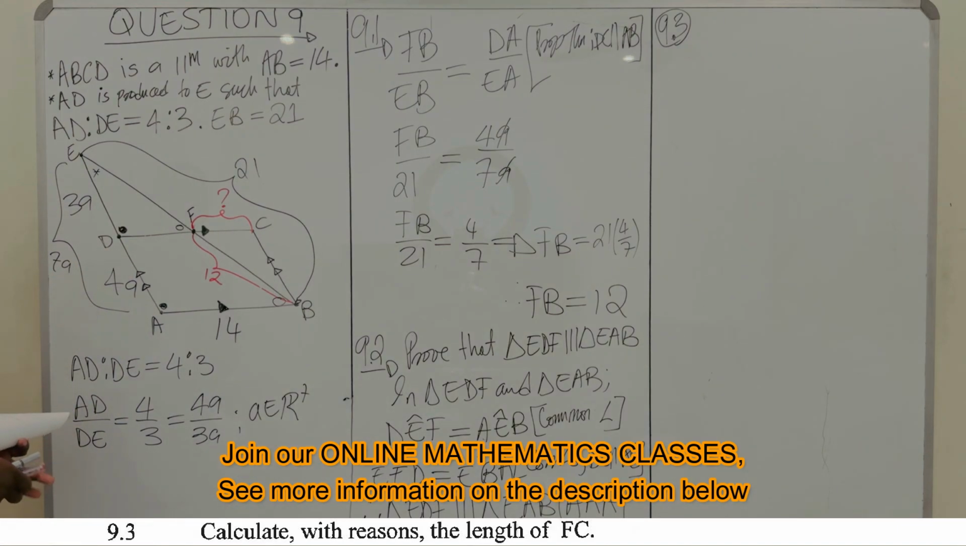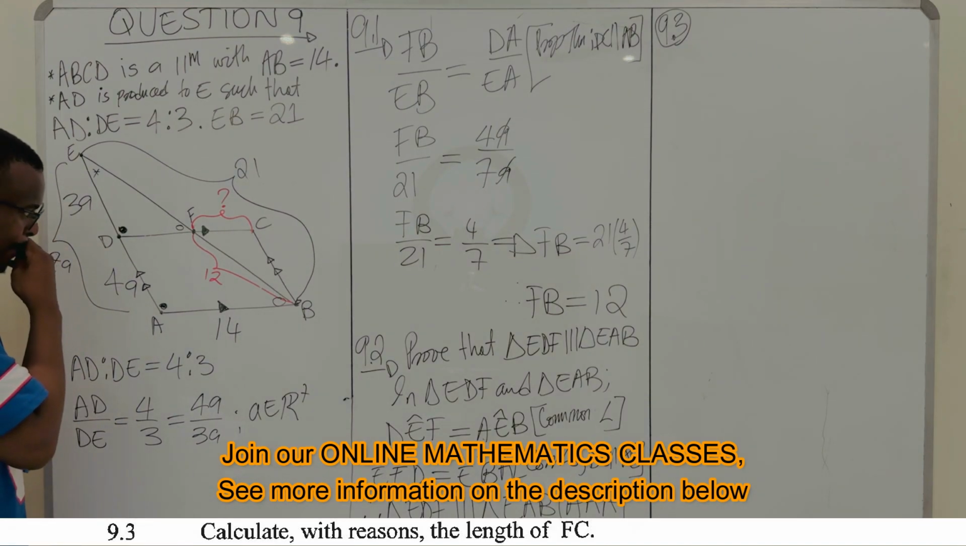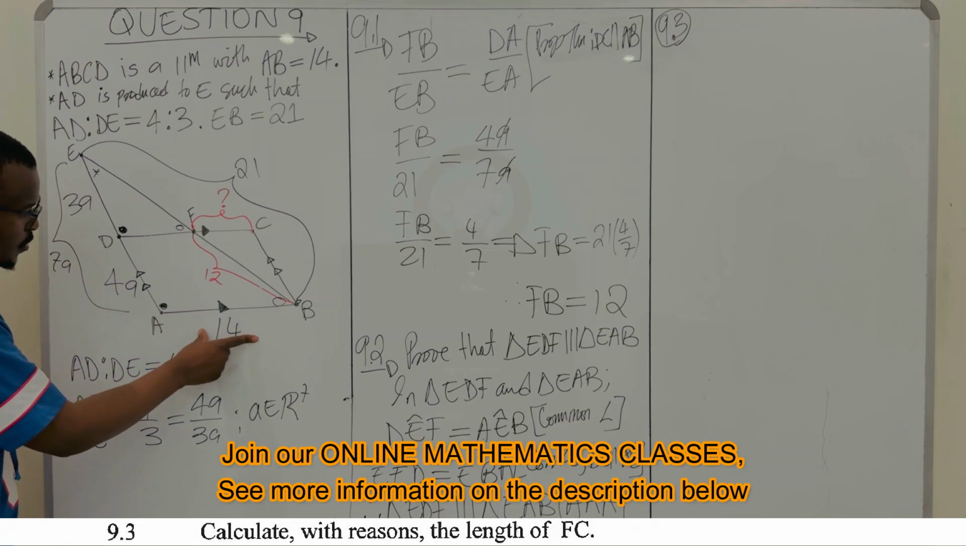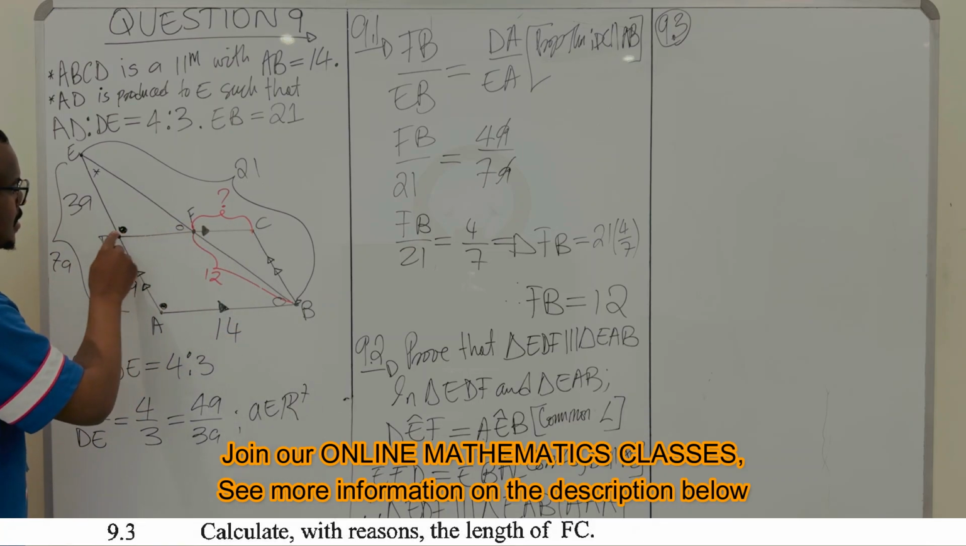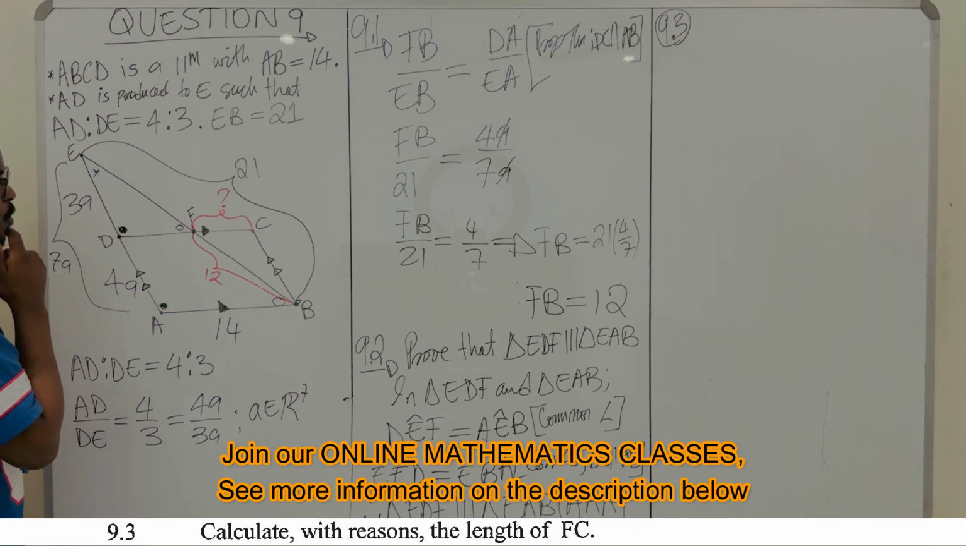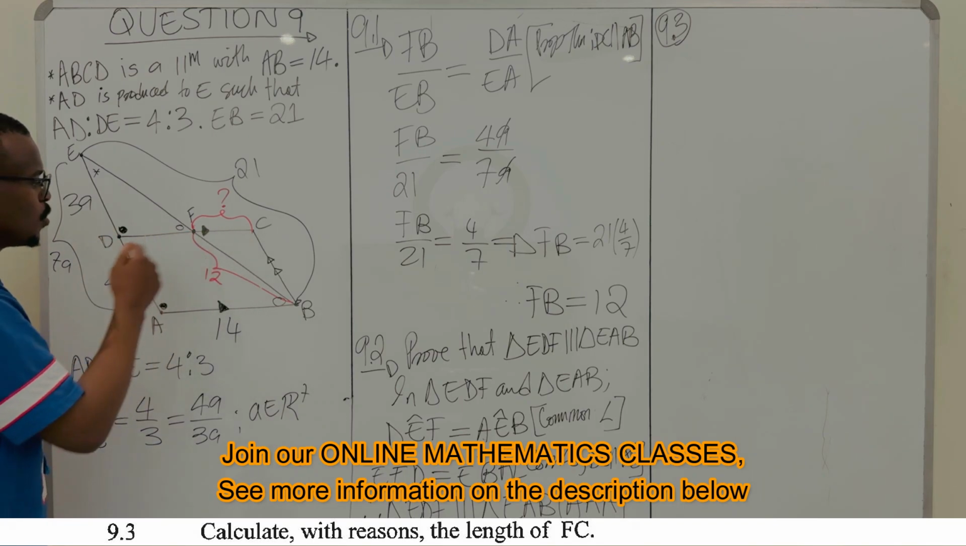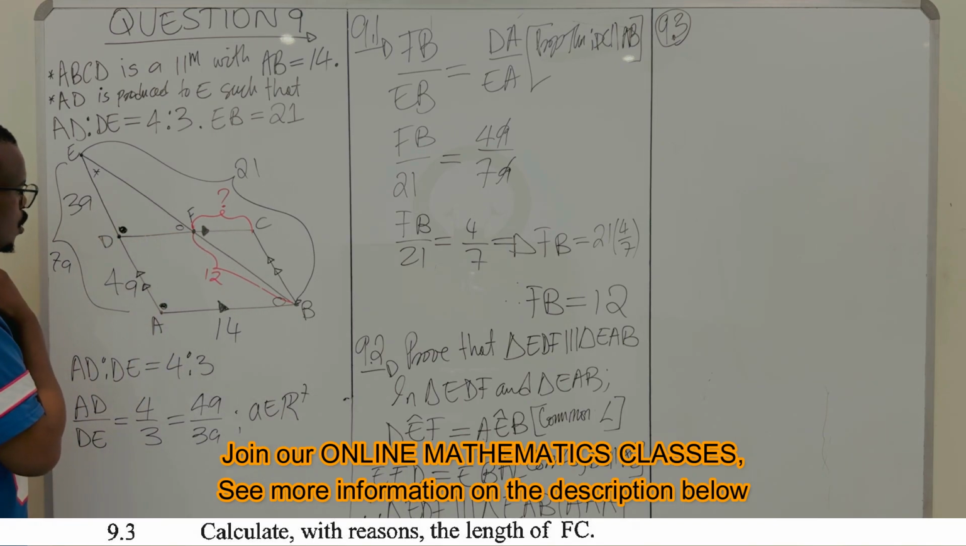How do we find FC? What do we know? We know that AB is equal to 14, so the entire length is equal to 14 as well, because the opposite sides of a parallelogram are equal. So we know that DC is equal to 14 as well, but we don't know its side. Okay, so how are we going to do this?